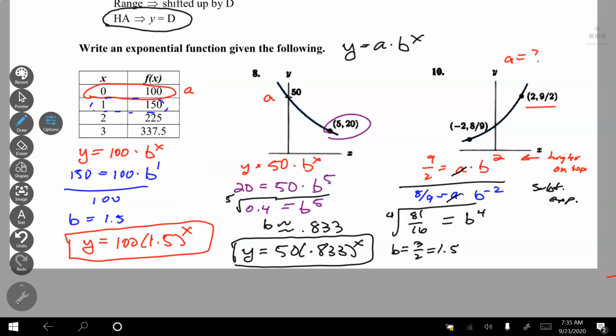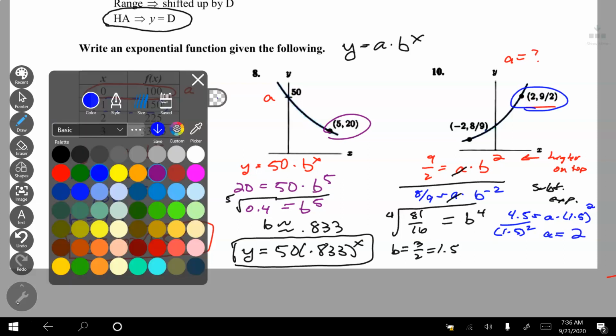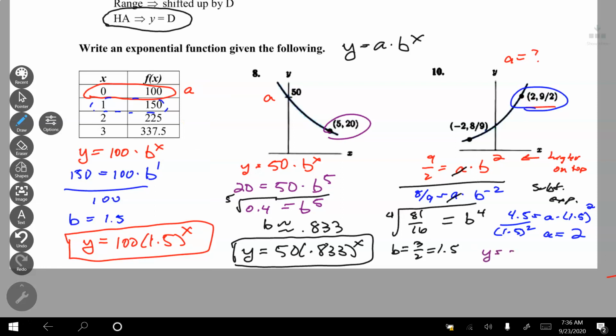So now I'm going to use this point here. I'd rather use a positive x value. So 9 over 2, which is just 4.5, is equal to a times b squared. I still don't know a, but I know b is 1.5, and the x value here is squared. I could just divide by 1.5 squared, or do it in the calculator. I get a is equal to 2. So my equation is y equals 2 times 1.5 to the x. The b value is bigger than 1. It is a growth equation.